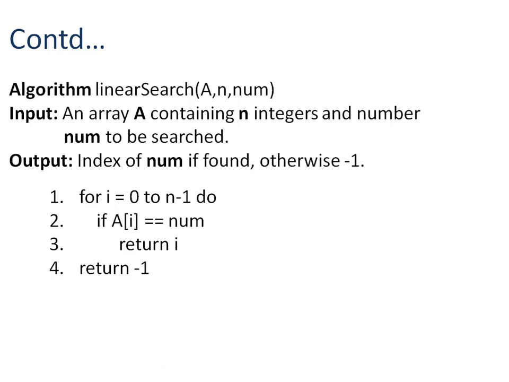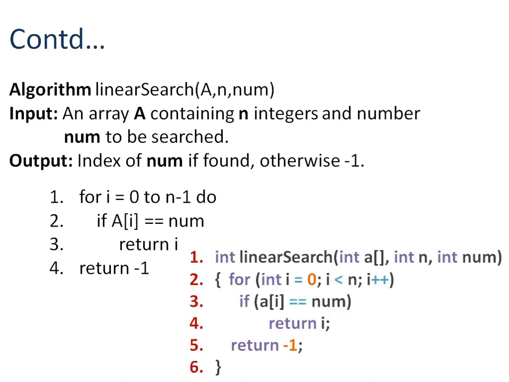Each time we will check if the element at index i is equal to the element to be searched, that is num. If it is equal, then return the index i, else the loop at line number 1 terminates when i reaches n, which signifies an unsuccessful search. Therefore, we have to return -1 at line number 4. The C++ language implementation for the same is also shown here.